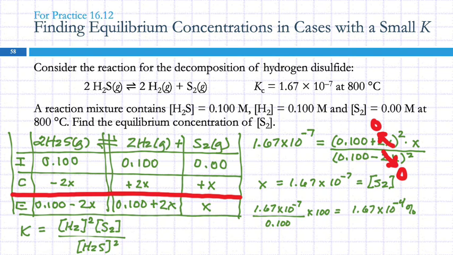It's much, much less than 1%. It's 0.000167%. So the x is small approximation is valid. And let's put an m in here. And this is our answer. What is the equilibrium concentration of S2?